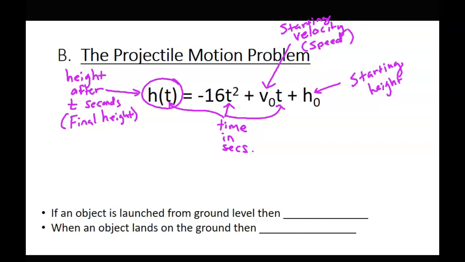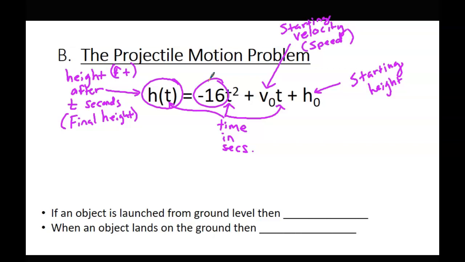So if an object is launched from the ground, oh, by the way, you guys, height is always going to be in feet, so you might want to put feet there. This number is based on feet per second. So our units will always be in feet and seconds. If we wanted to make it meters per second or meters per minute, that would change this number because it would be converted. But the point is everything we're doing is in feet per second.